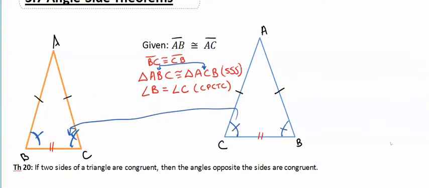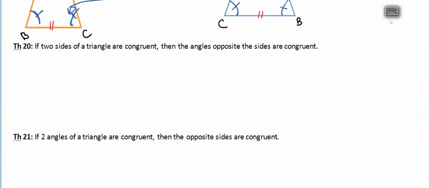If two sides of a triangle are congruent, then the angles opposite the sides are also congruent. Knowing this, the converse is also true. If we know two angles of a triangle are congruent, then the opposite sides are also congruent.